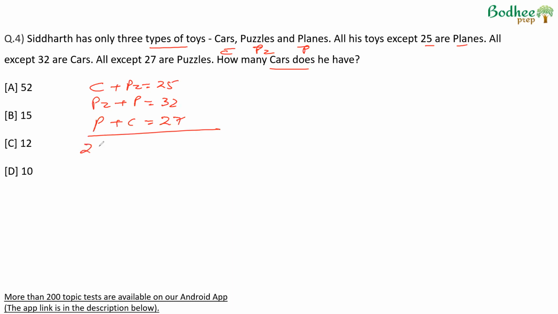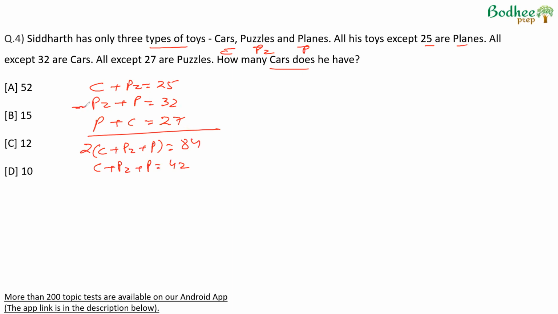So we add all of the 3 equations. 2 times C plus puzzles plus planes comes out to 25 plus 27 plus 32, which is 84. And therefore cars plus puzzles plus planes is nothing but 42. We have to find the number of cars.